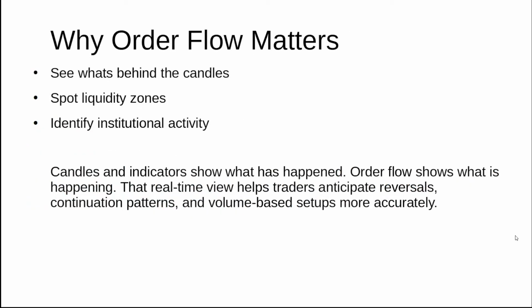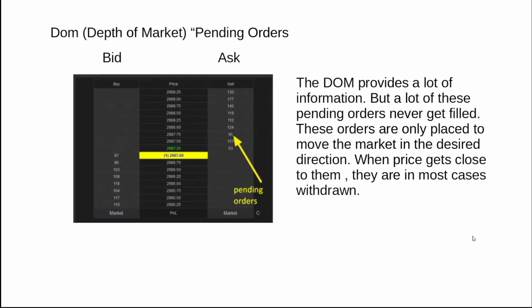Why order flow matters. You can see what's behind the candles, spot liquidity zones, identify institutional activity. You can also spot trapped buyers and sellers. Candles and indicators show what has happened. Order flow shows what is happening. That real-time view helps traders anticipate reversals, continuation patterns, and volume-based setups more accurately. And we're going to be going into depth on actual setups and how to trade them.